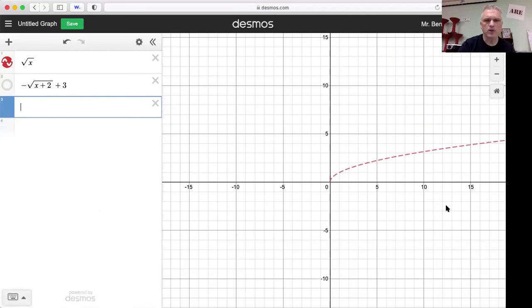Okay, the plus 2 is inside with the x, so that tells me that I am going to go 2 units to the left. And because of the plus 3 outside, I'm going to go up 3 units. So instead of having a starting point at 0, 0, put your starting point at negative 2, 3. Negative 2, 3. Oh, purple starting point.